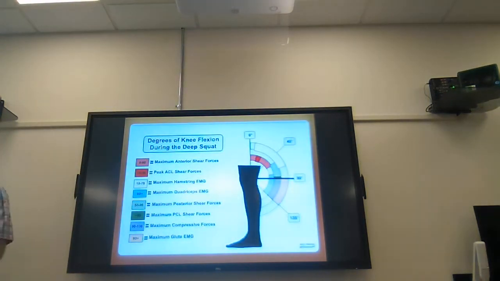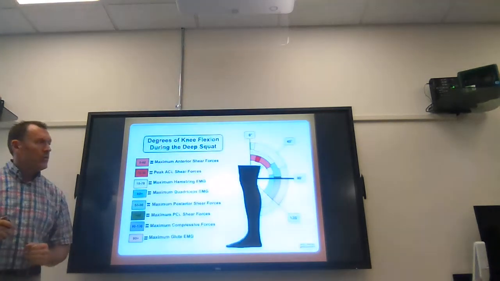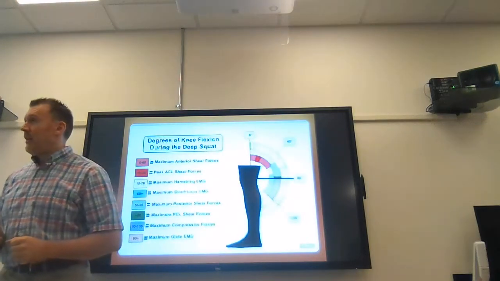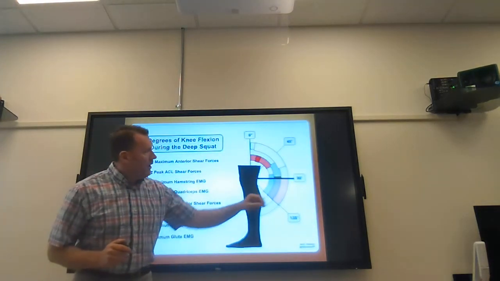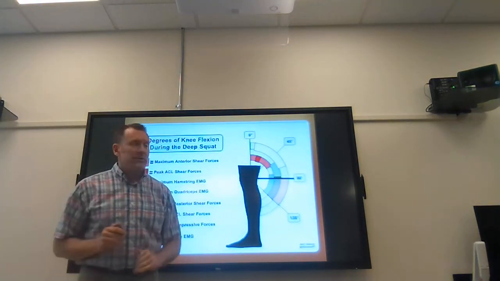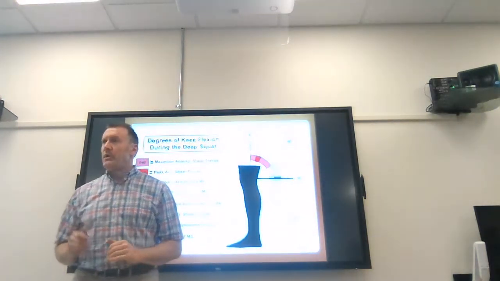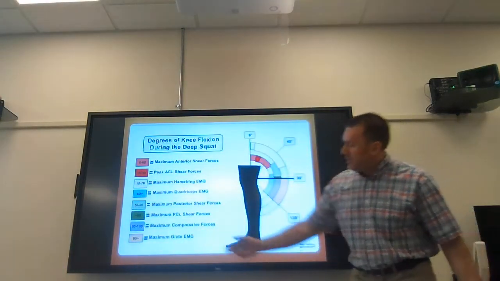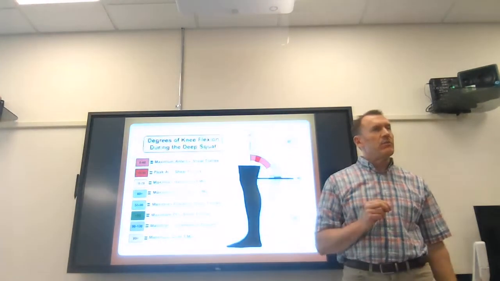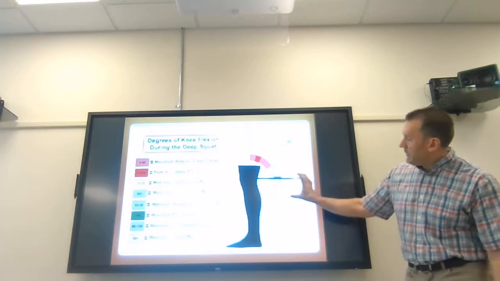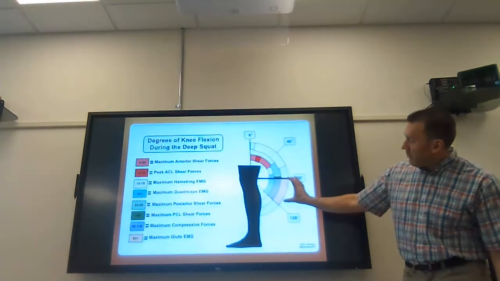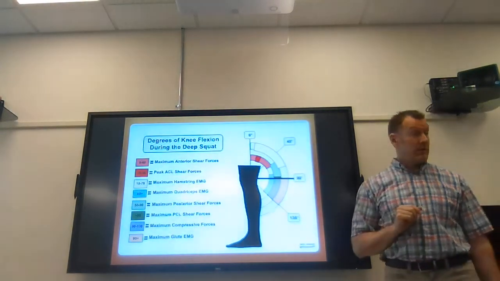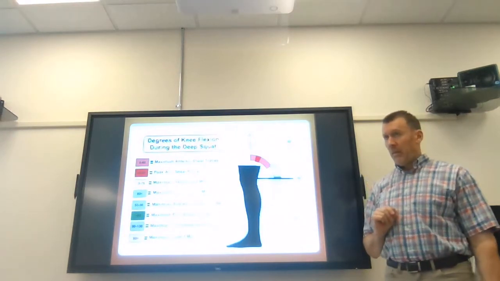What I also thought was interesting, and people don't realize that the squat can be an excellent way to train your glutes, but you have to get at least down to that parallel point. So we can see from this diagram that the maximum glute activity, so EMG is a way that we measure activity, happens from 90 degrees down below to 135 degrees.